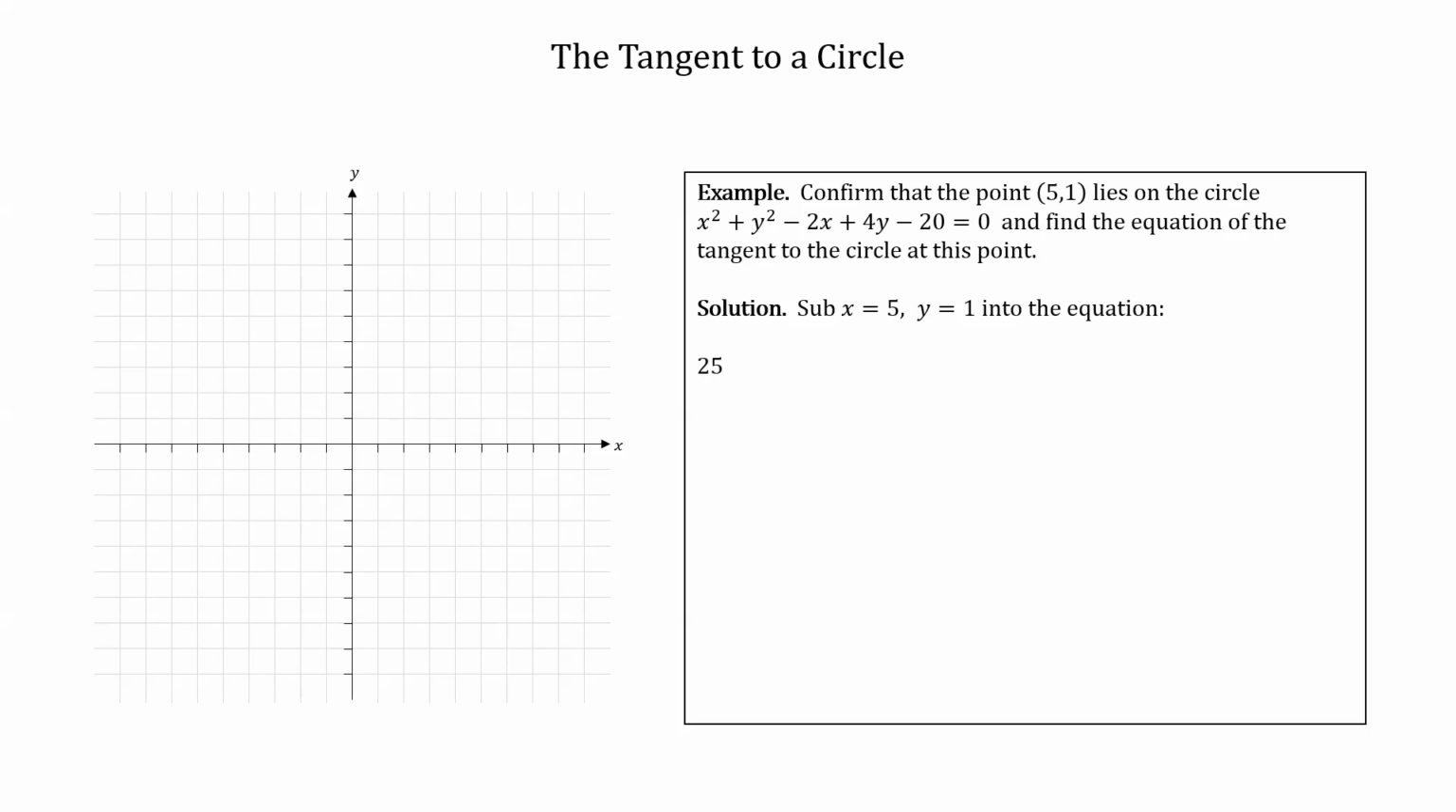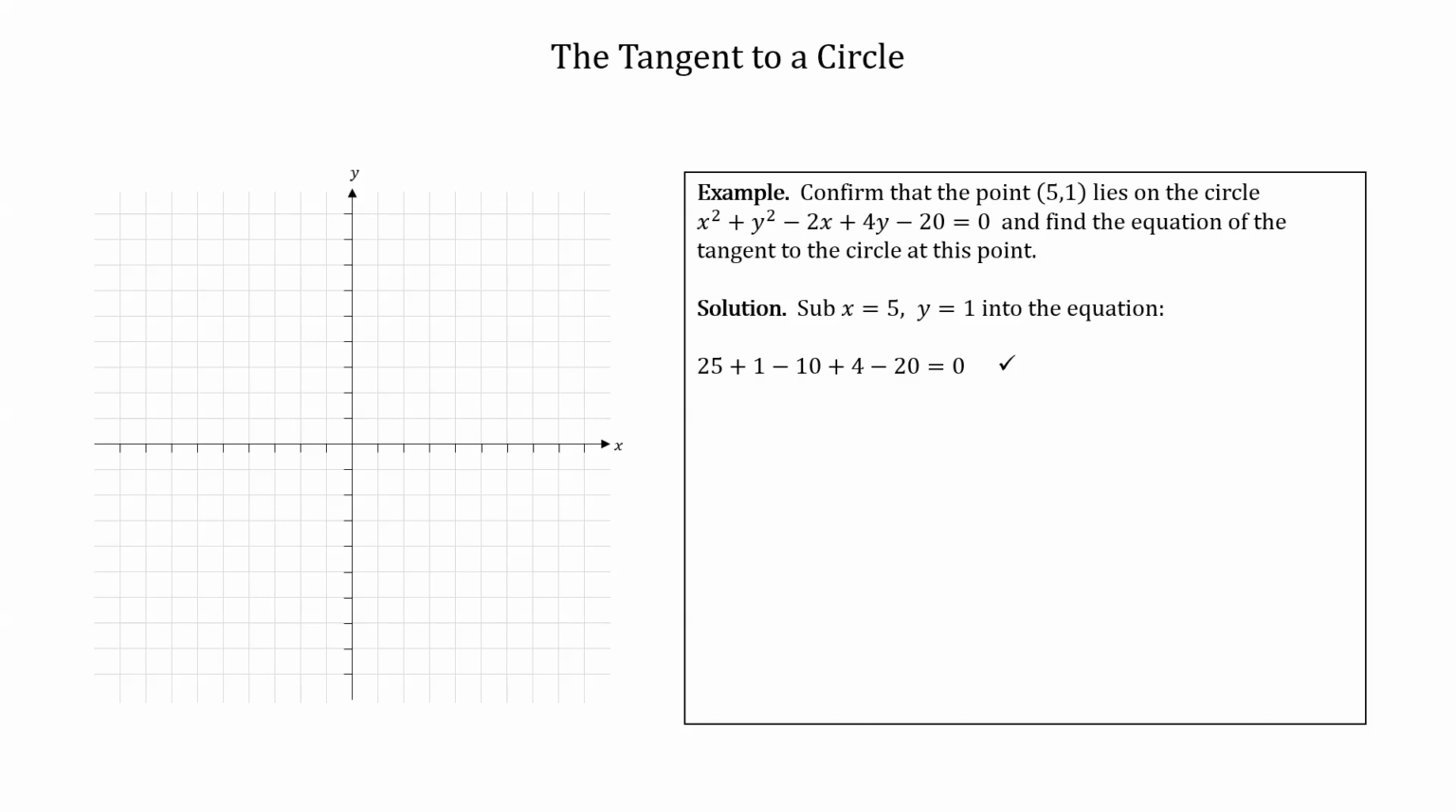So we get 5 squared, that's 25, plus 1 squared, which is 1, minus 10, plus 4, minus 20 equals 0. And if we calculate this, we get 25 plus 1 is 26, minus 10 is 16, plus 4 is 20, minus 20 does indeed equal 0. So the equation is satisfied, so this point does lie on the circle. So now we want to find the equation to the tangent line.